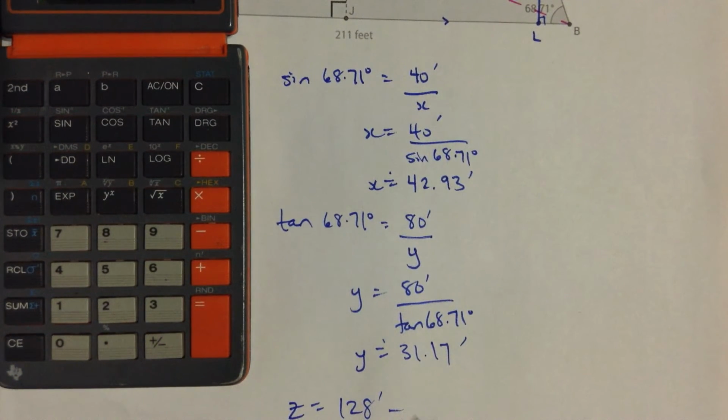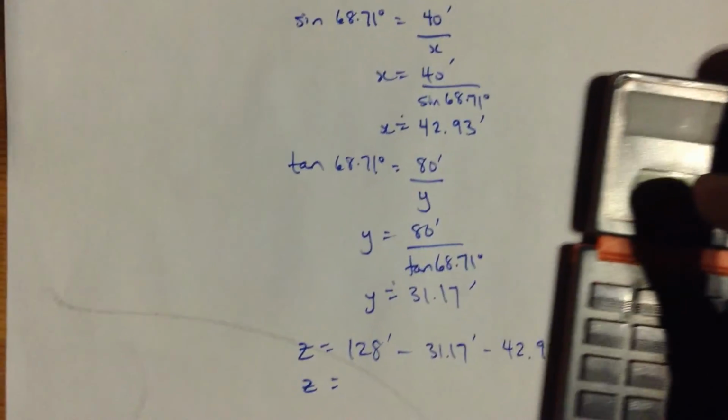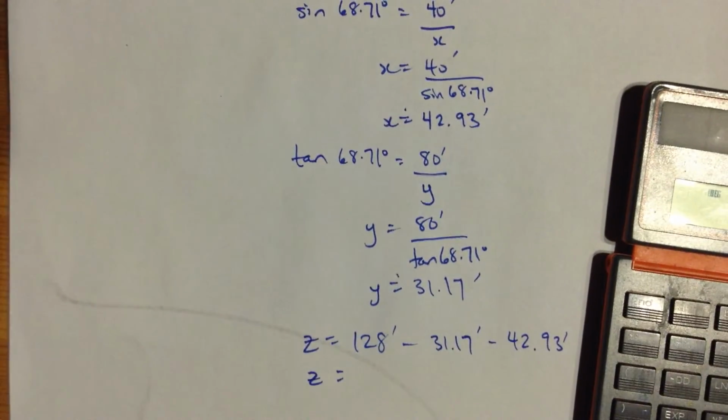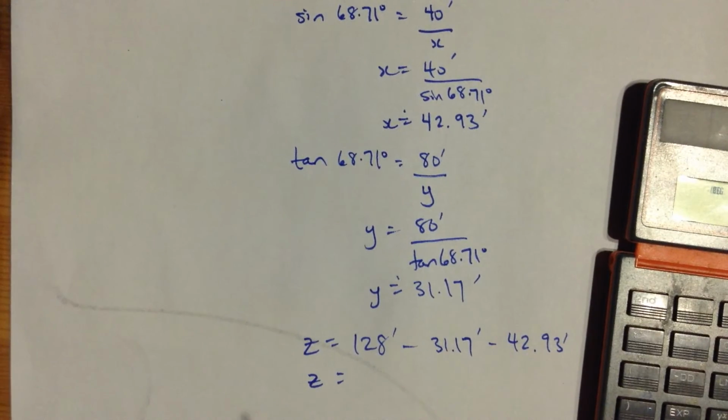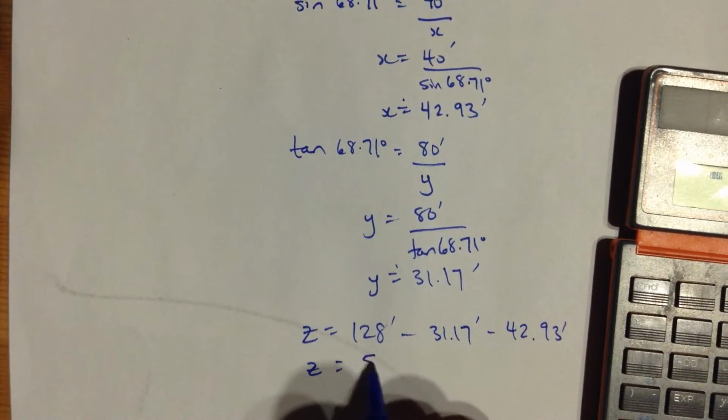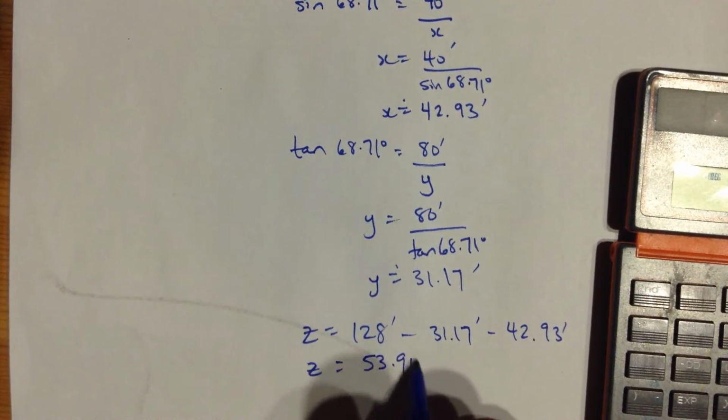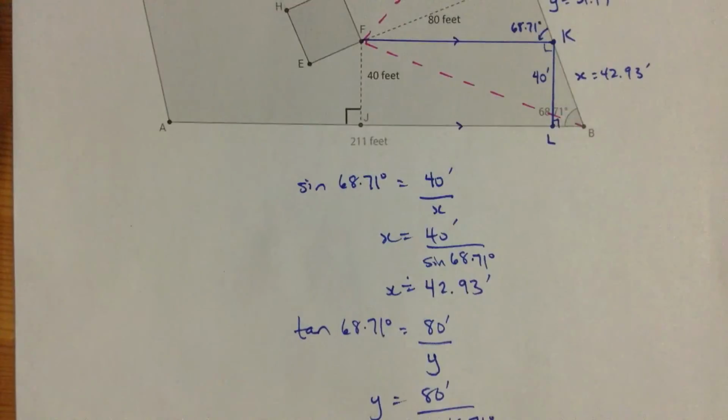So Z is 128 minus 31.17 feet minus 42.93 feet. And that's probably calculator worthy today. 128 minus 31.17 minus 42.93 is, I got 53.90 feet. That's the length Z.